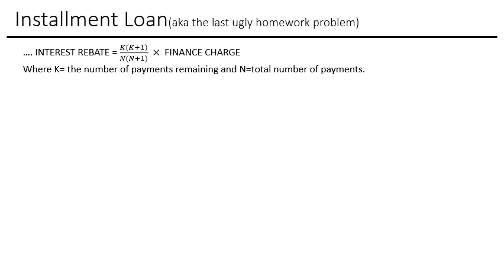This one, I didn't even want to type all of the problem. It just gives you a whole bunch of stuff about this problem, and then you finally get to this formula that says the interest rebate is equal to k times k plus 1 over n times n plus 1 times the finance charge. K is equal to the number of payments remaining, and n is equal to the total number of payments. I almost typed in blah, blah, blah over here in the front.